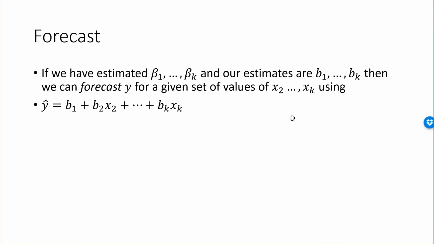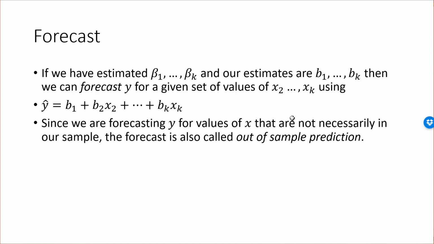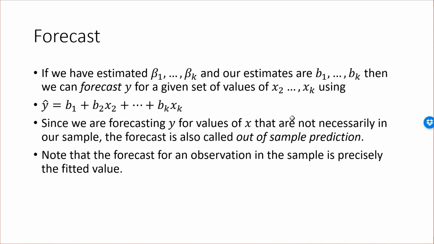Another term for forecasts is out of sample predictions. The reason for this name is that we are trying to forecast or predict a value for y given values of x that are not necessarily in our sample. So, out of sample prediction. If you think you recognize this formula for the forecast, it's probably because you do, because those are just the fitted values. So that means that if I want to forecast the final result for a student in the sample, then my forecast is simply the fitted value for that student.